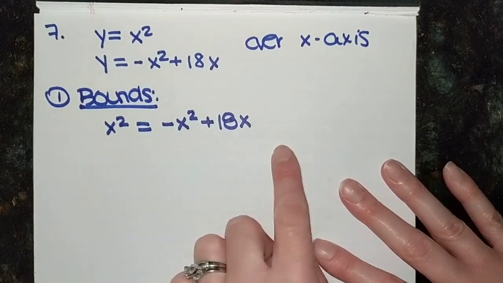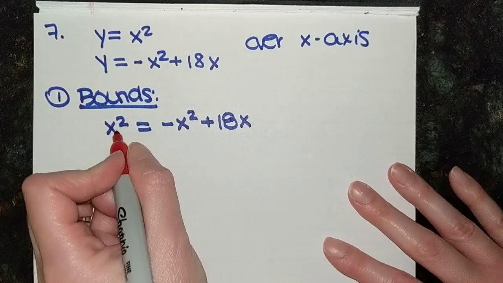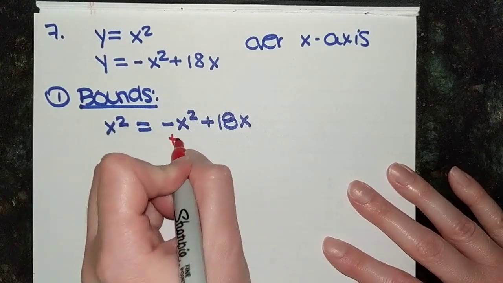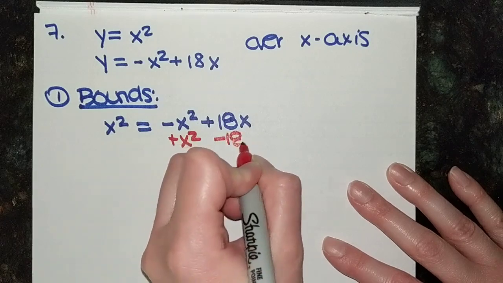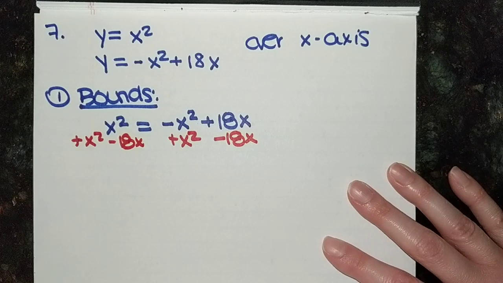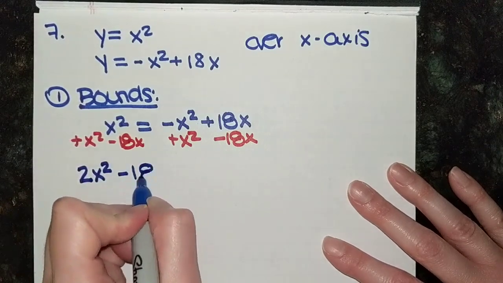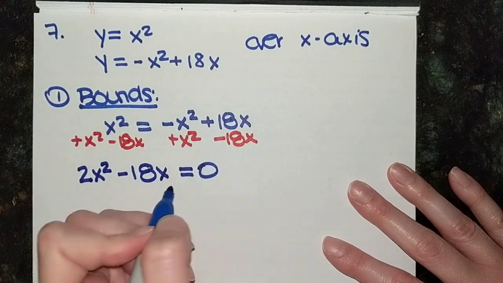All right, so to solve this equation, you have to recognize it's a polynomial equation. So we're going to move everything over to one side. So I'll add x squared, subtract 18x. And that's going to give us 2x squared minus 18x is equal to 0.